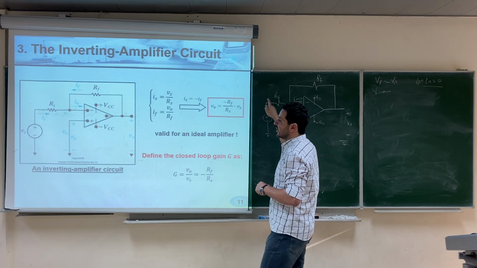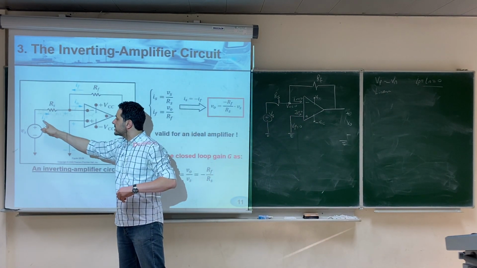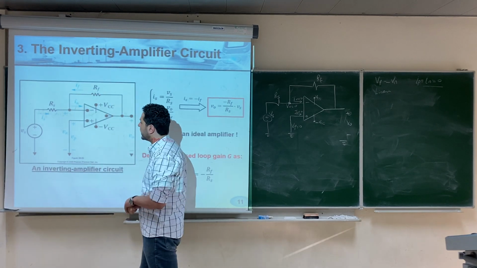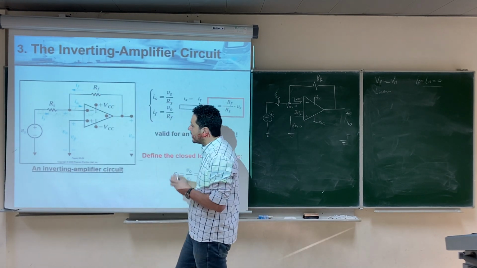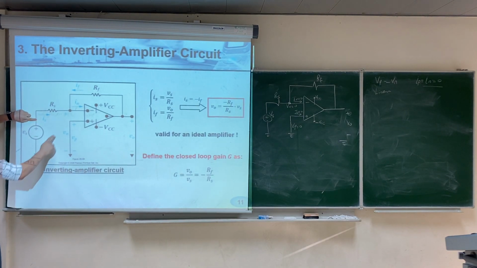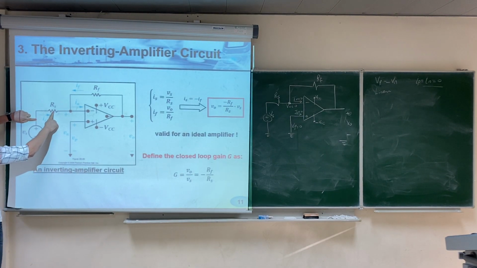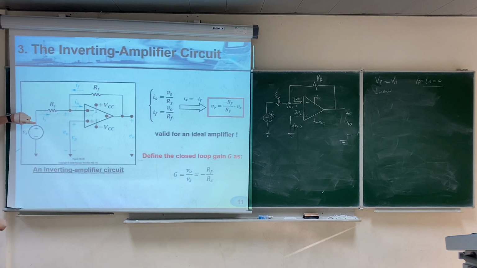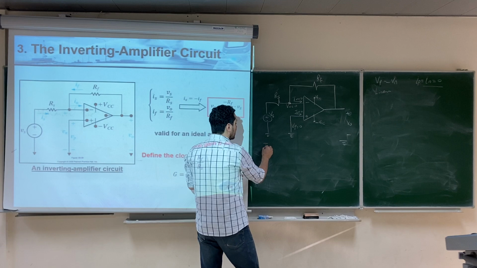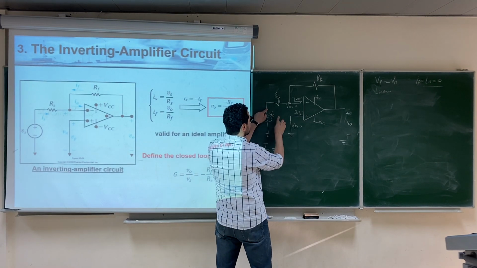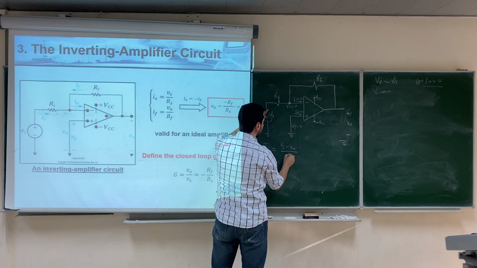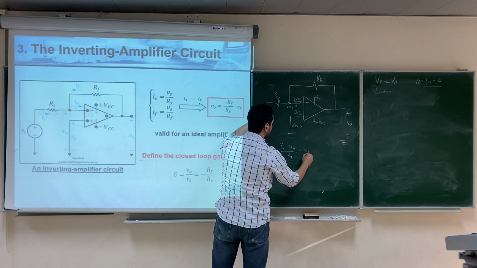Let's assume the current in Rs is called Is, and the current in Rf in this direction is called If. Of course, Is equals the voltage of this point minus the voltage of this point, over Rs. So Is equals Vs minus the voltage of this point, which we said is 0. Is equals Vs minus Vn over Rs. So it's Vs over Rs.